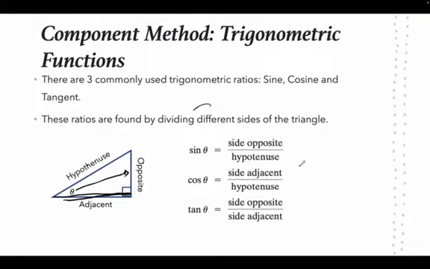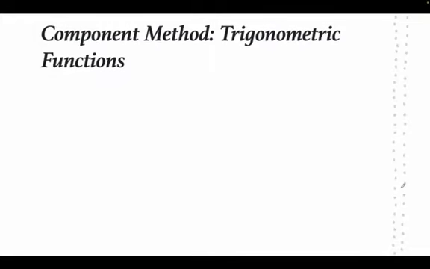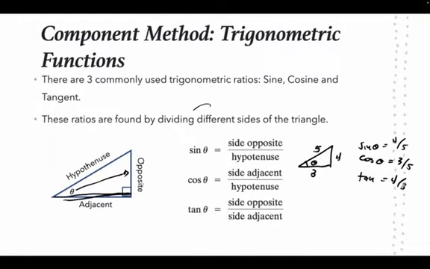So if I have a triangle where this is the angle, this is 3, this is 4, and this is 5, the sine of the angle would be opposite over hypotenuse, the cosine of the angle would be adjacent over hypotenuse, and the tangent of the angle would be opposite over adjacent. Simple enough, right? The only thing we have to remember is that these ratios only work when we have a right triangle. Otherwise it does not work.